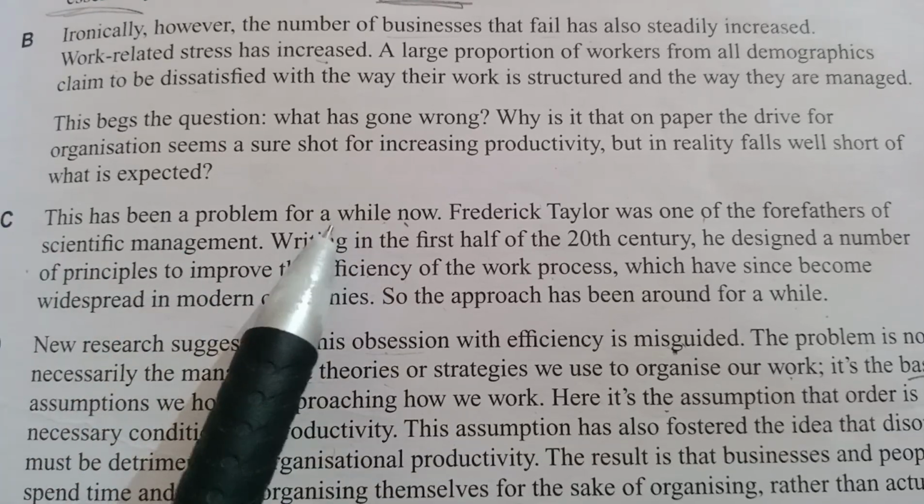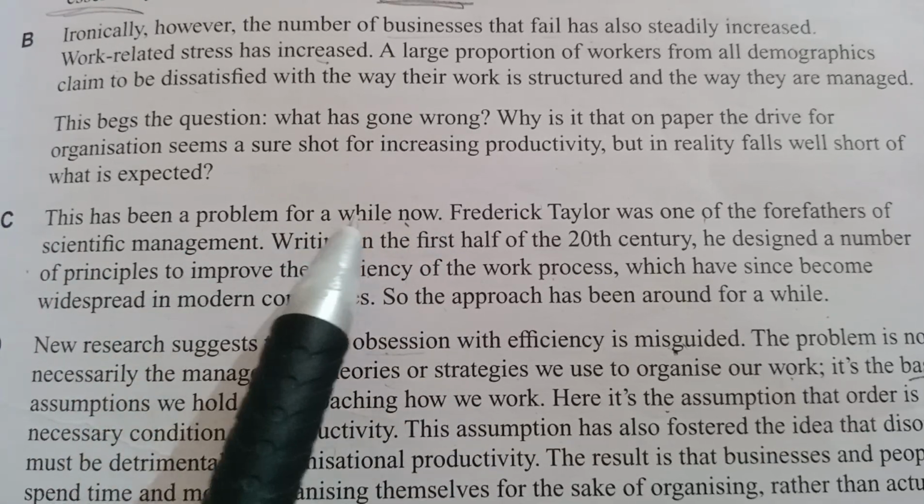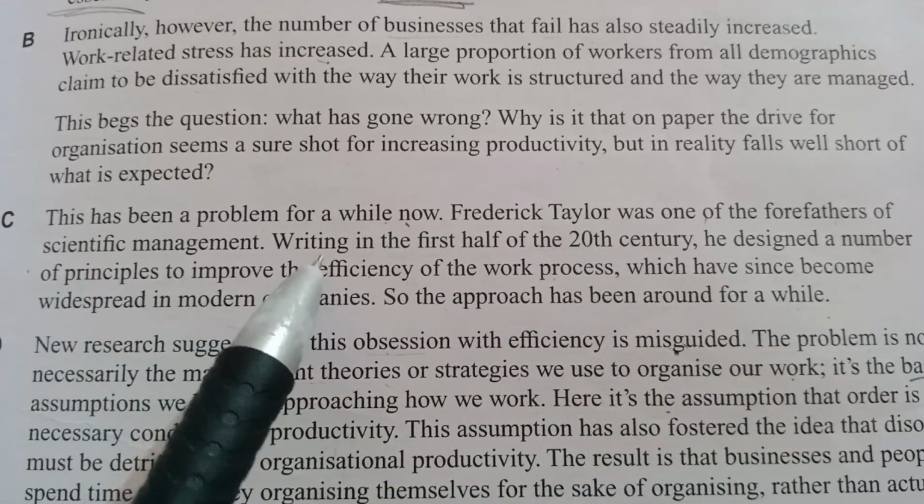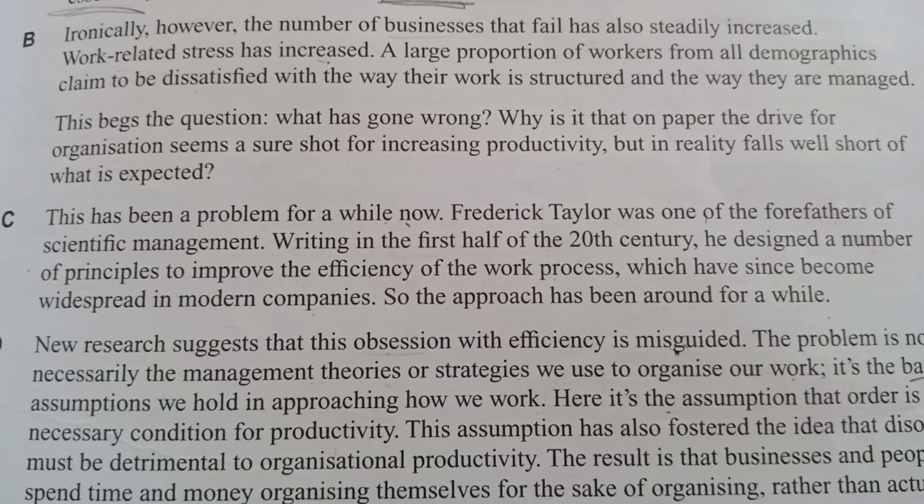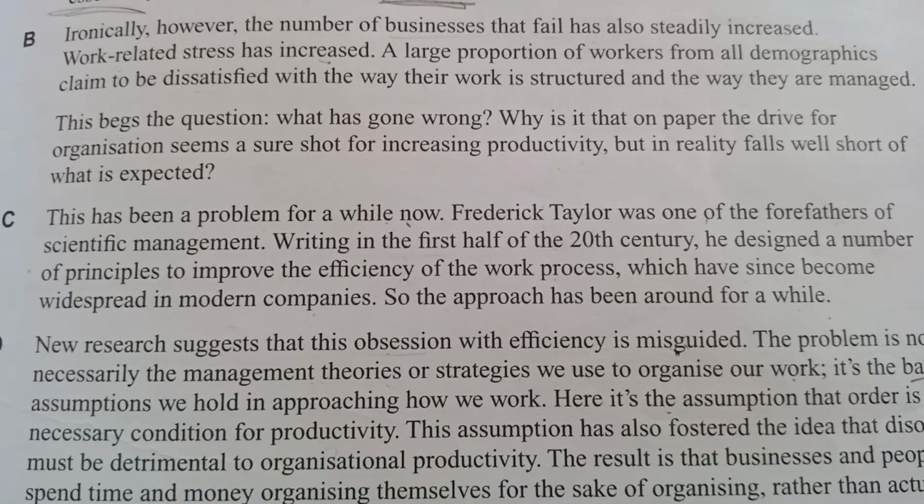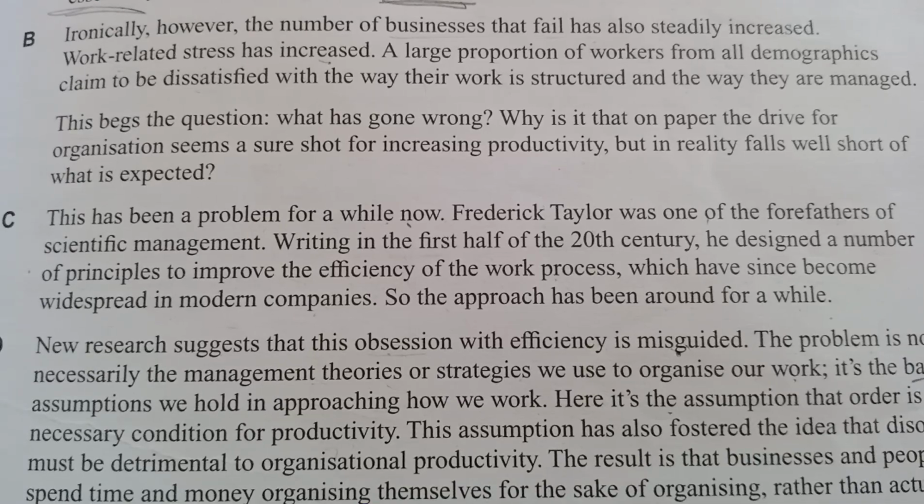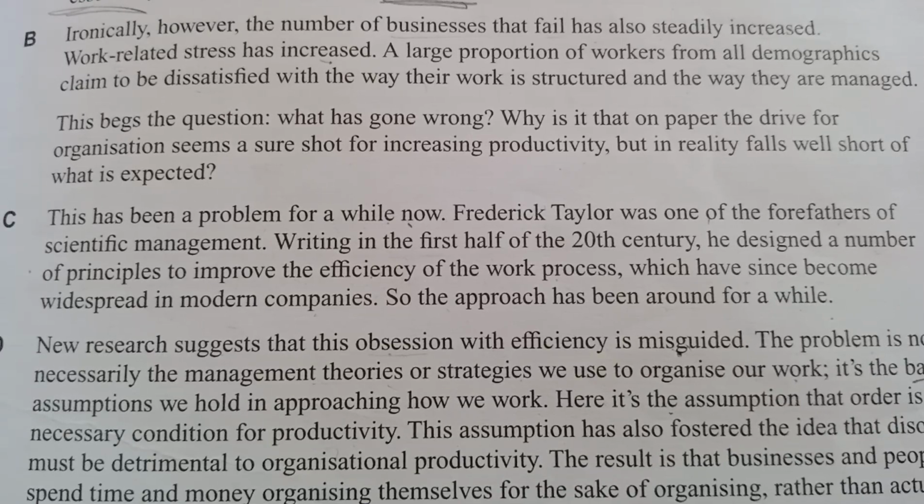This has been a problem for a while now, which means the problem is not new. Frederick Taylor, one of the forefathers of scientific management, writing in the first half of the 20th century. First half of the 20th century means an earlier period. He designed a number of principles to improve the efficiency of work processes. So he gave some principles or suggestions in the earlier time to bring changes and improvements in work processes. Now I think this paragraph is really very small, and we have just read 2 lines, but these 2 lines are 50% of the paragraph.